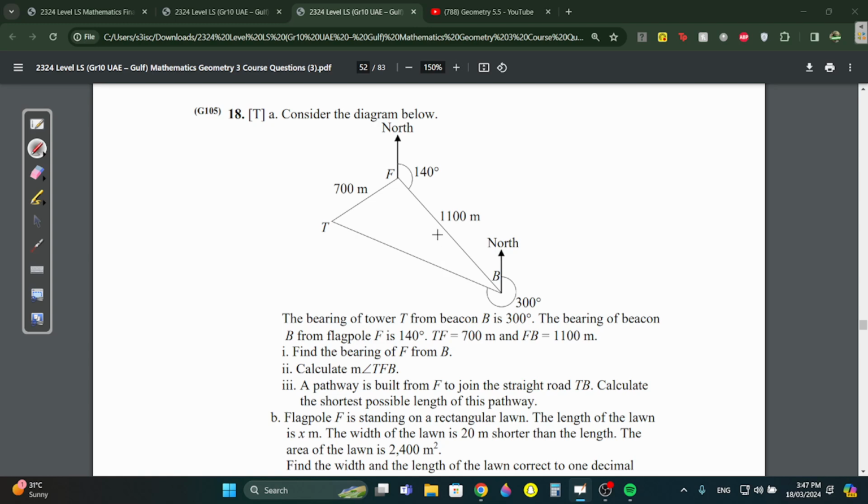Part I. A pathway is built from F to join the straight road TB. So this TB here, we want to draw a line from F to join it. This is actually the shortest possible length of the pathway. You could do this, or this, whatever, but they're saying it's the shortest possible length. What does that mean? That means it's perpendicular. I'm telling you from now, the perpendicular path is the shortest path you can get. They want you to find the length of this path.